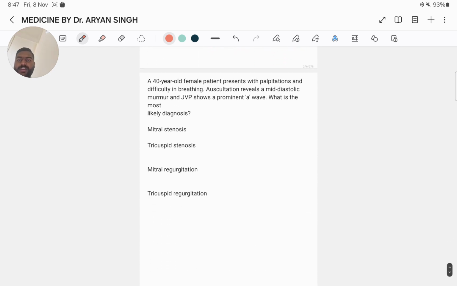Next question: a 40-year-old female patient with palpitation and difficulty in breathing. Auscultation reveals a mild diastolic murmur and JVP shows a prominent A wave. What is the most likely diagnosis? Tricuspid stenosis.